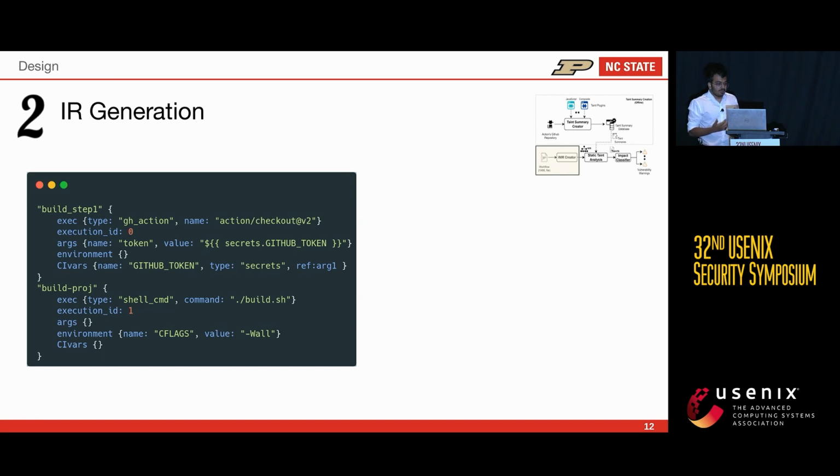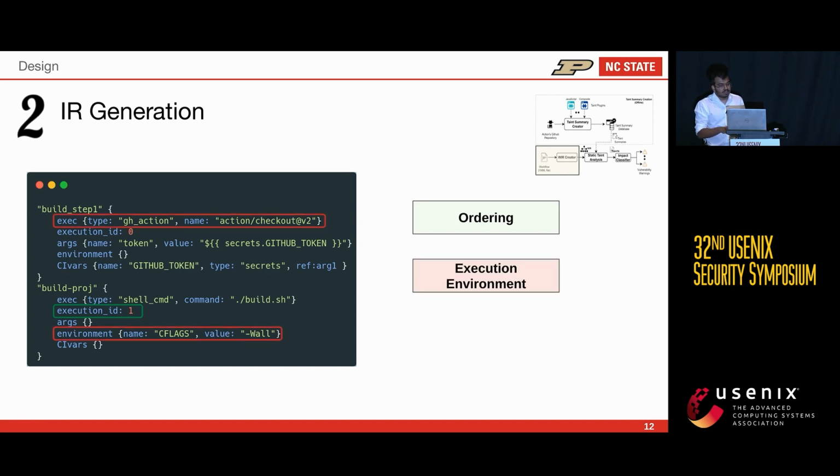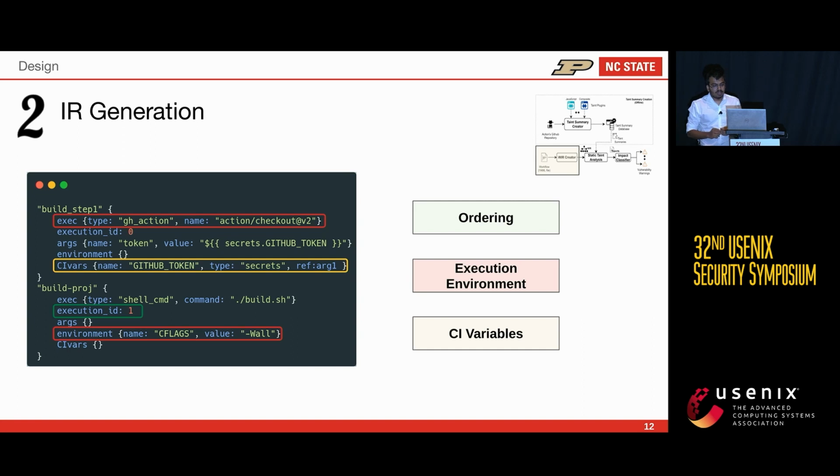In the IR generation phase, we try to capture various features of the workflow, such as the order of execution, the execution environment, including the type of the action, or whether it is a bash command, arguments, environment variables, and the special CI variables and where they are referred.